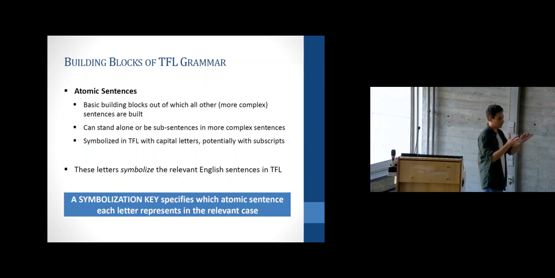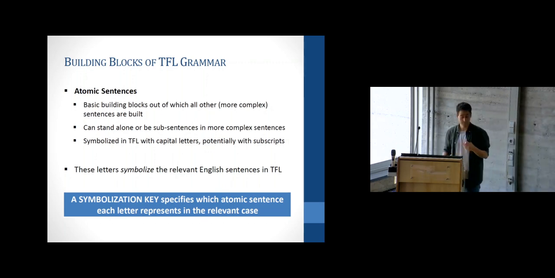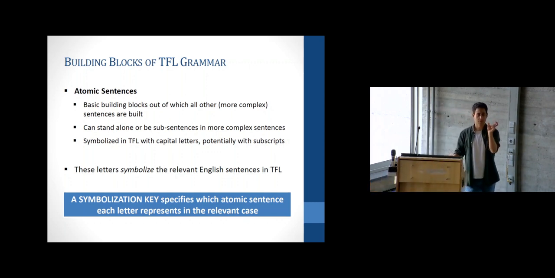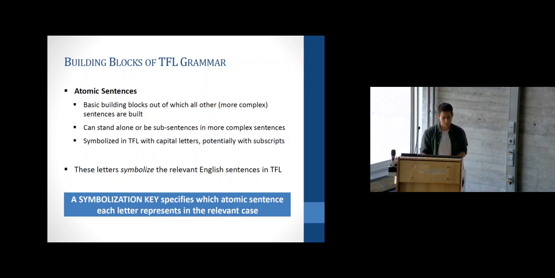Okay, and this is how we translate English to truth functional logic. The first step is to figure out what are the atomic sentences of English and then give them a letter, which gives us a symbolization key. Okay, any questions about symbolization key or atomic sentences? Okay. Sometimes it requires a bit of practice to recognize what in English would count as an atomic sentence. But that's a practice that we get along the way.